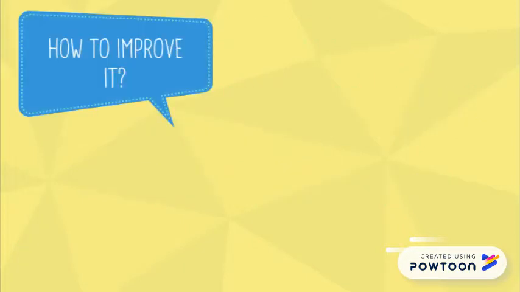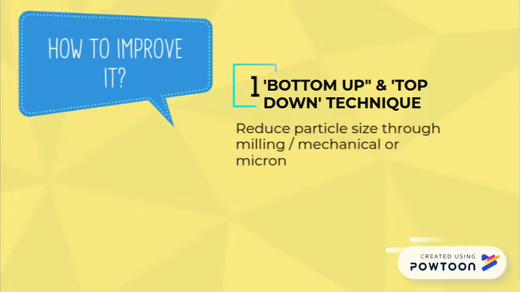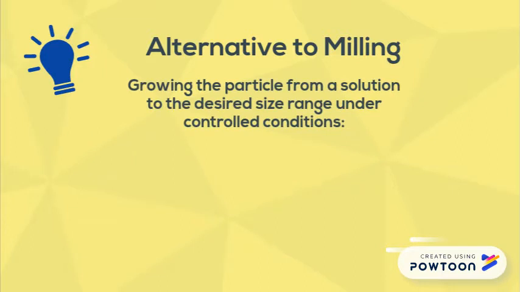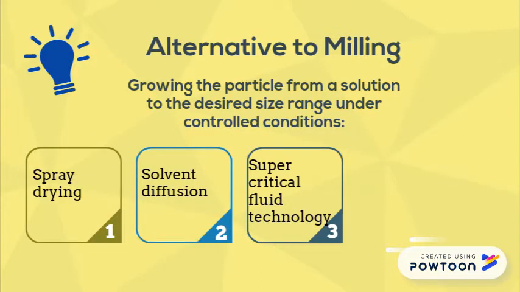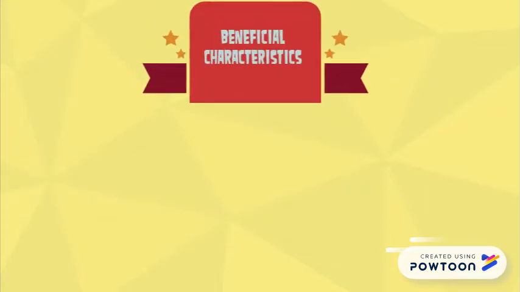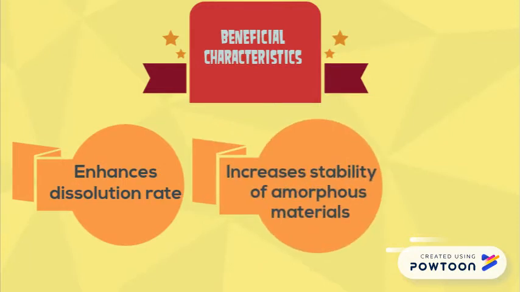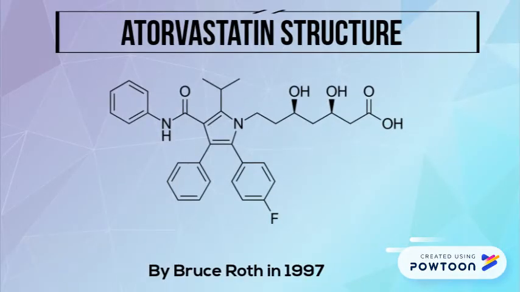The most common approaches are bottom-up and top-down techniques, by reducing the particle size through milling or mechanical micronization process. An alternative to milling is growing the particle from a solution to the desired size range under controlled conditions such as by spray drying, solvent diffusion, and supercritical fluid technology. These methods help to enhance the dissolution rate by inclusion of surfactant or increasing the stability of amorphous materials by incorporation of sugars. In drug design section, we will focus only on atorvastatin.